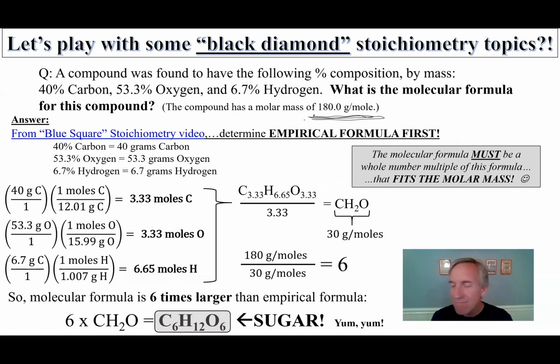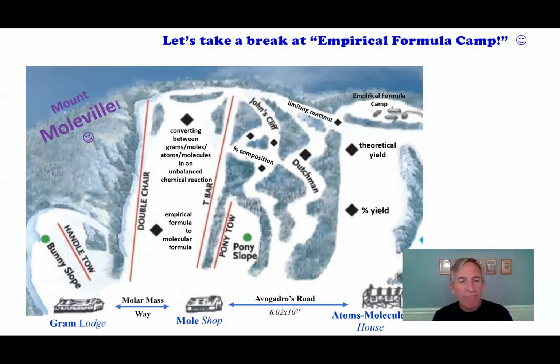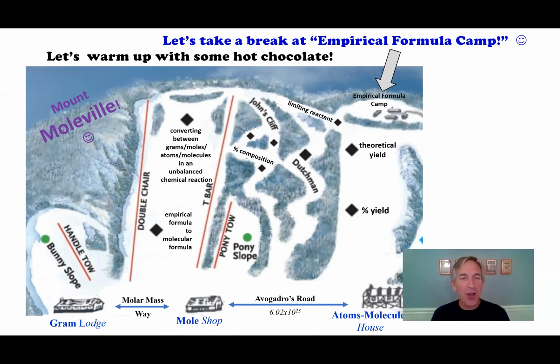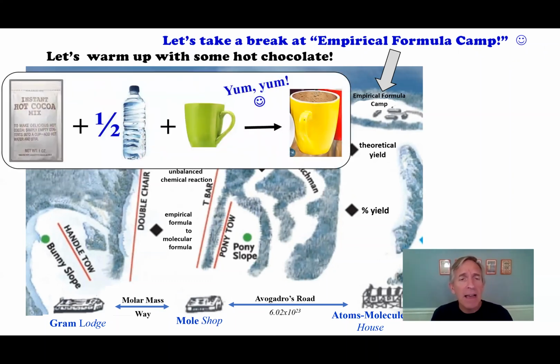Okay? Cool. So let's take a break at empirical formula camp for a second. Yeah, way up there. And let's make some hot cocoa. Hot cocoa, yum. Okay, so when I make hot cocoa at empirical formula camp, these are the supplies that are generally up at the camp. I follow this recipe, okay? Usually we have these beautiful, yummy packets of instant hot cocoa mix. I know, but remember, you're at the top of the Mount Moleville camp, so it can't be too fancy.